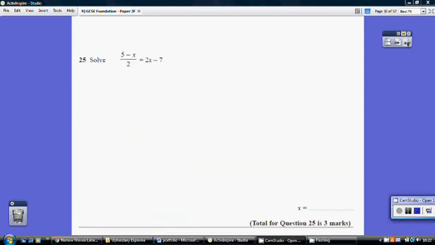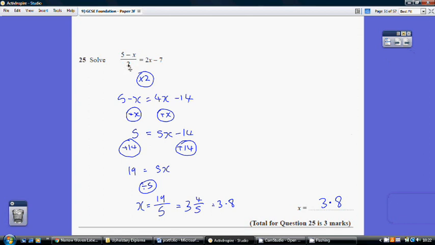Question 25. So to start with, we really want to undo this division by 2. So choose to multiply both sides by 2. On the left we get our 5 minus x as we undo this division by 2, and multiplying both terms on the right by 2, we get 4x minus 14. Now we add x to both sides, giving us 5 equals 5x minus 14. Add 14 to both sides, we get 19 equaling 5x. Divide both sides by 5, we get x being 19 over 5, which is fine as the final answer, but it would also be 3 4/5 or 3.8.